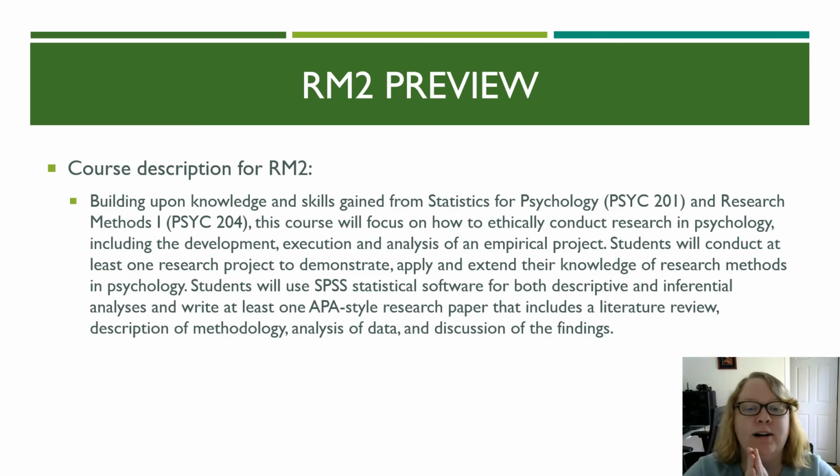So building upon knowledge and skills gained from Stats for Psych and Methods, this course will focus on how to ethically conduct research in psychology, including the development, execution, and analysis of an empirical project. Students will conduct at least one research project to demonstrate, apply, and extend their knowledge of research methods in psychology. Students will use SPSS statistical software for both descriptive and inferential analyses, and write at least one APA-style research paper that includes a literature review, description of methodology, analysis of data, and discussion of the findings.